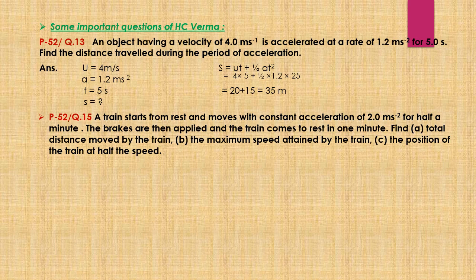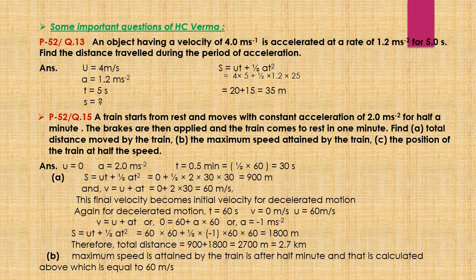Moving towards the next question, on page number 52, question number 15. A train starts from rest and moves with a constant acceleration of 2 meters per second square for half a minute. The brakes are then applied and the train comes to rest in 1 minute. We need to find the total distance moved by the train, the maximum speed attained by the train, and the position of the train at half the speed. Here we have the data given in the question. u is equal to 0, a is equal to 2.0 meter per second square, t is equal to 0.5 minute, that is equal to 30 seconds.